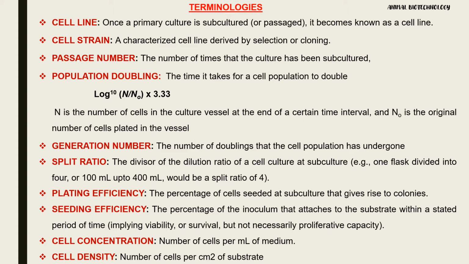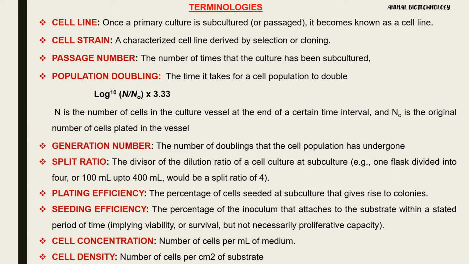Generation number is the number of doublings that a cell population has undergone. Note the difference between population doubling and generation number. Split ratio is the divisor of dilution ratio of a cell culture at subculturing. Example, if a flask of 100 ml is divided into 4, the split ratio would be 4.